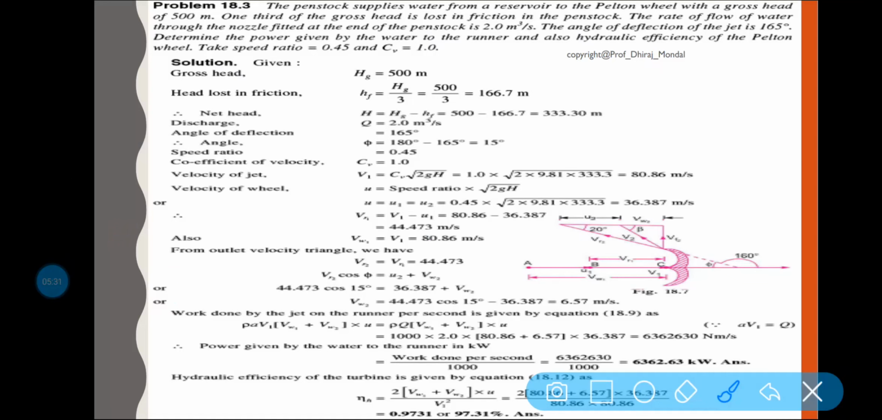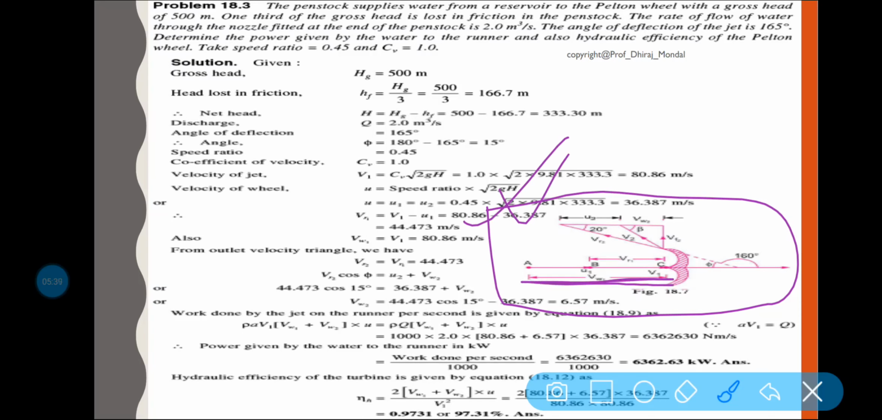So let us discuss the velocity triangle. Last class we have discussed it, so I am not discussing it again. Here at the inlet it is your Vw1, this is your V1, this is your Vr1, this one is your Vu1. At the outlet you can see this one is your Vr2, this one is your V2, this one is your Vf2, this one is your Vw2, and this one is your u2. Clear?